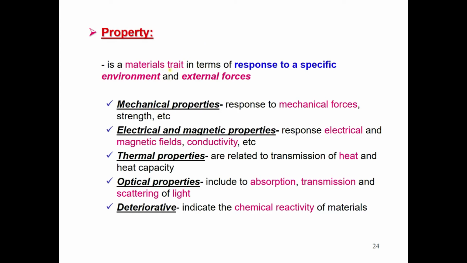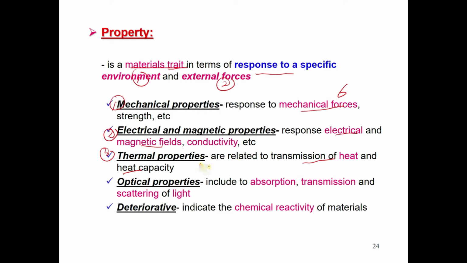So property is a material trait or material characteristic or quality of material in terms of response to a specific environment and external forces. There are several types of properties. One is mechanical properties, when the material responds to mechanical forces or stresses. It will determine the strength of the material. Second is electrical and magnetic properties, where the material responds to electrical and magnetic fields, whether it is a conductor or insulator.